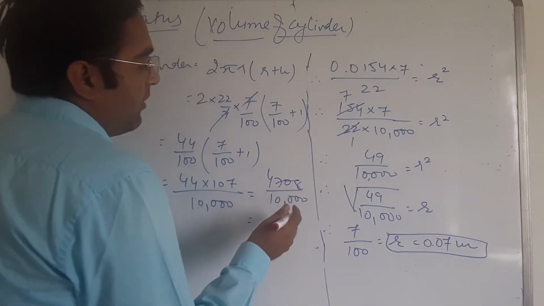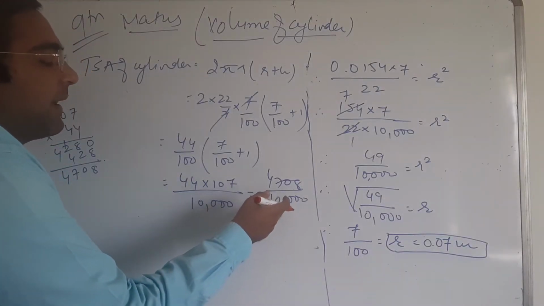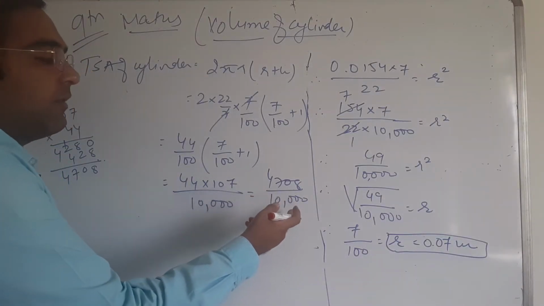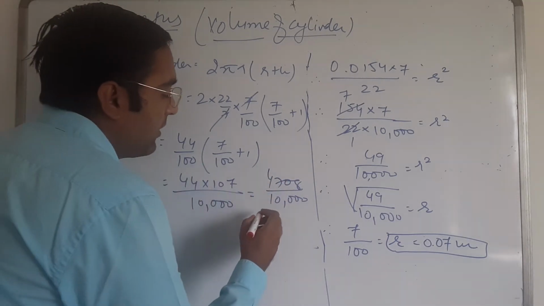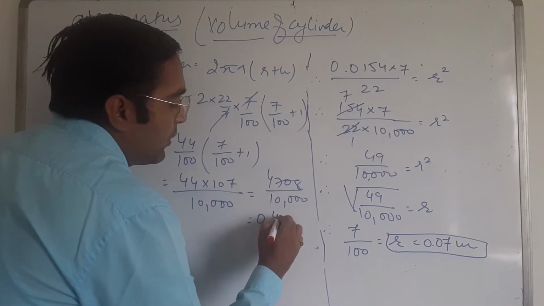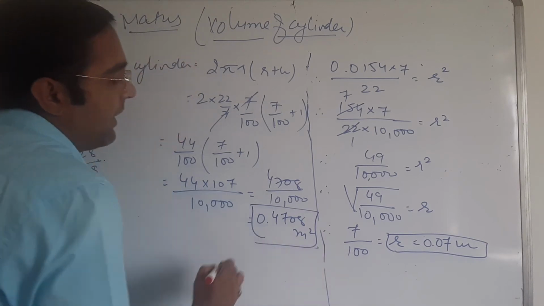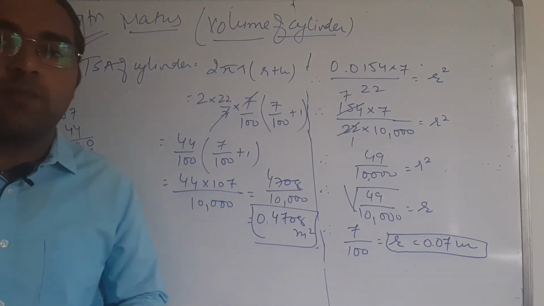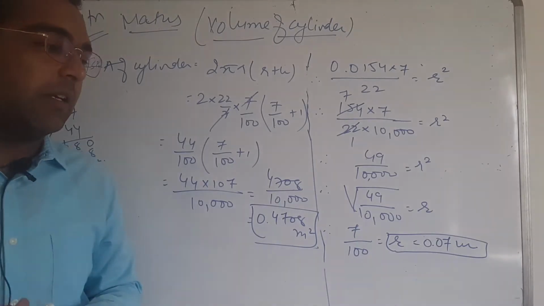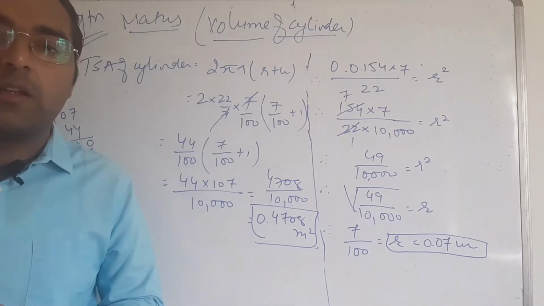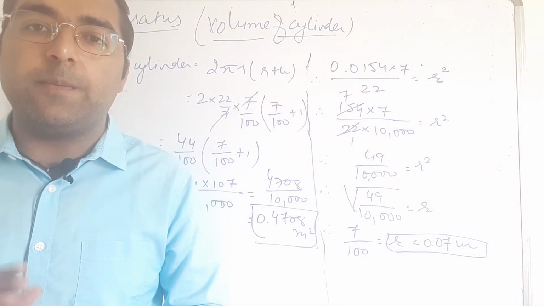So now I have to put the point after the fourth digit, because here my 4 zeros are in the division. So I put the point after the 4 digits from the left side. So my answer is 0.4708 meter square. Okay, my total surface area of the cylinder is 0.4708 meter square. Clear, students?